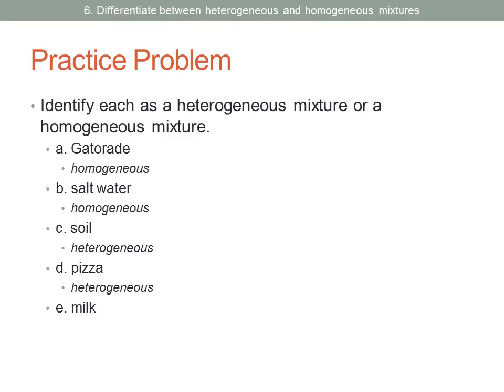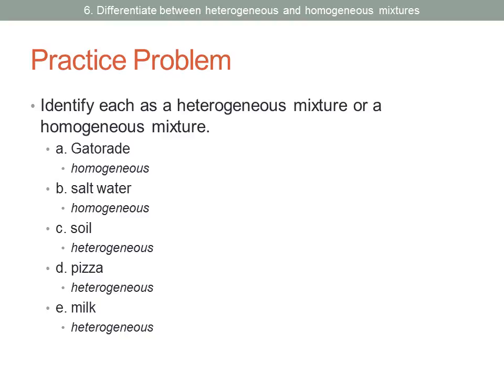Milk. This is probably a confusing one for many. Milk is actually a heterogeneous mixture. You might think, oh wait, when I look at milk, I can't see the different parts. And when I taste it, I really only get one taste. And so in that sense, you might say it's homogeneous.